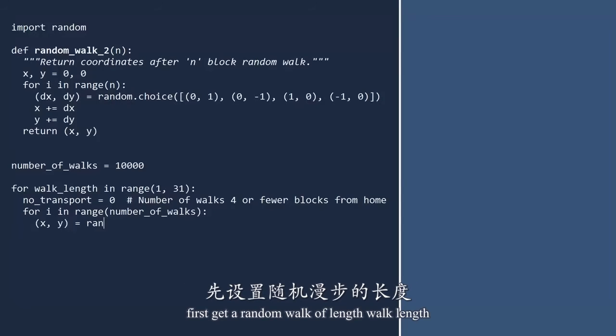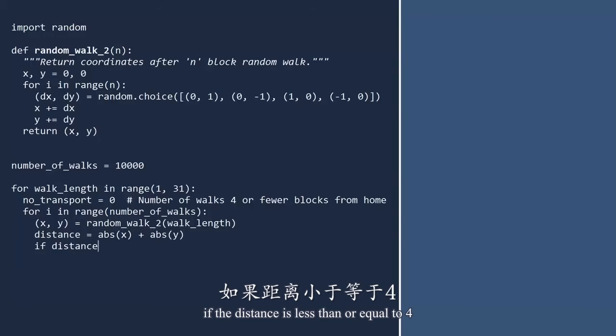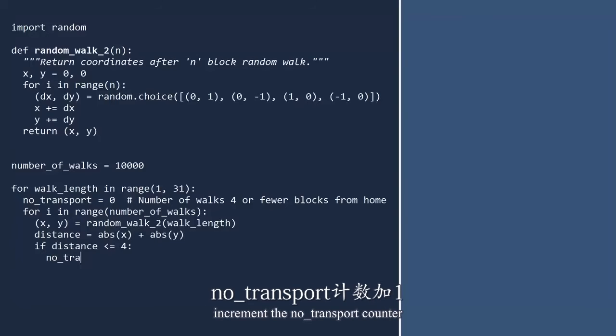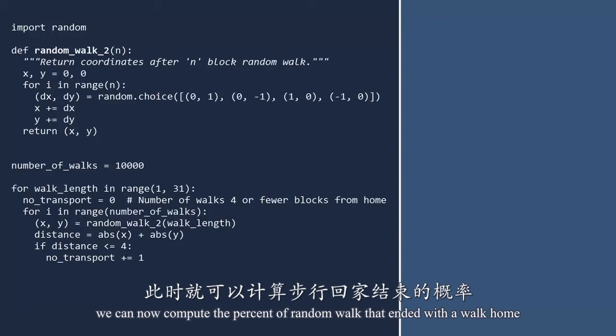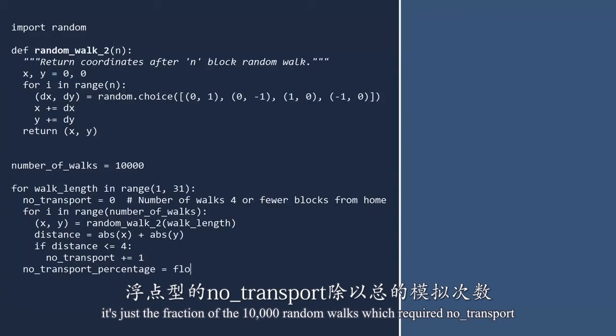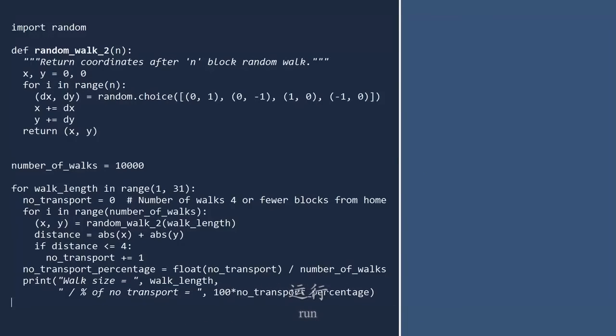First, get a random walk of walk length. Next, compute the distance from home. If the distance is less than or equal to 4, increment the no transport counter. We can now compute the percent of random walks that ended with a walk home. It's just the fraction of the 10,000 random walks which required no transport. And finally, print out the results for this walk size. Run.